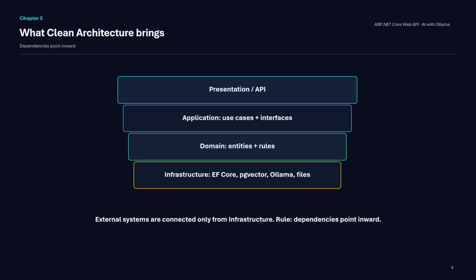This slide explains Clean Architecture visually. The API is the outer entry point. Application contains the use cases and interfaces. Domain contains entities, value objects, and business rules. Infrastructure contains Entity Framework Core, pgvector, Ollama, and file parsing. The most important rule is dependency direction. The domain must not know infrastructure. This makes the core easier to test and easier to protect from technical changes.